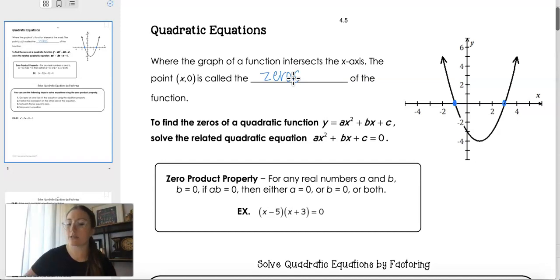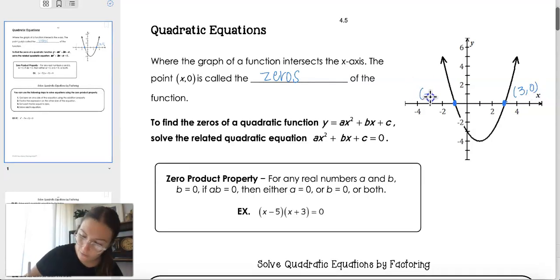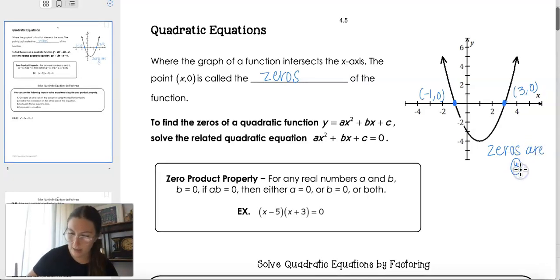All right, so we can just look at this graph and talk about where these zeros are. This zero I have at (3, 0), and this one over here is at (-1, 0). So the zeros are at x equals -1 and 3.